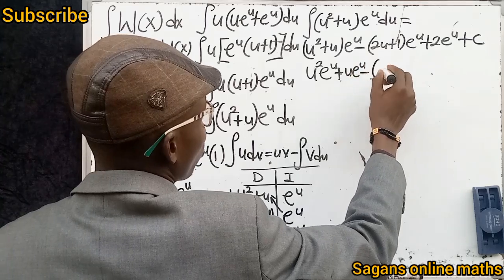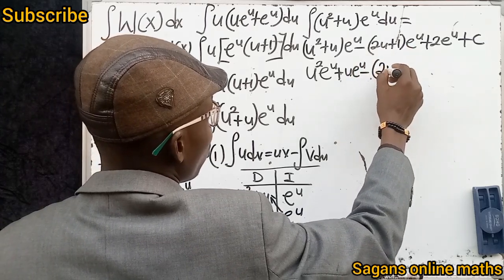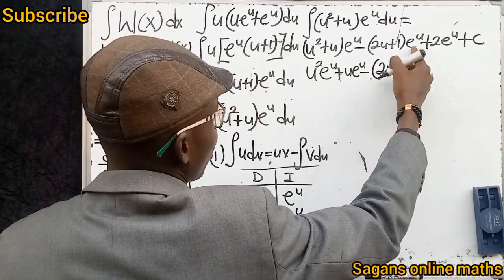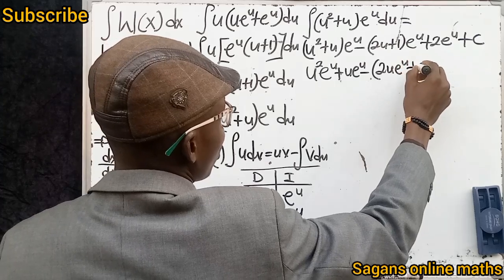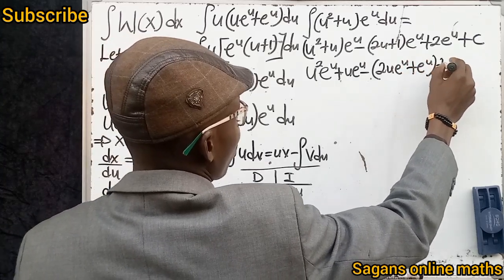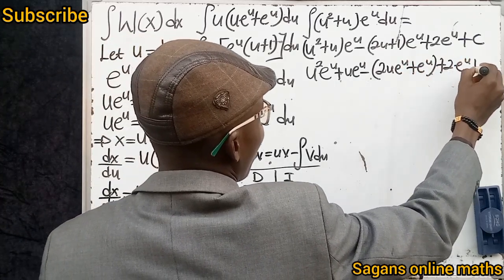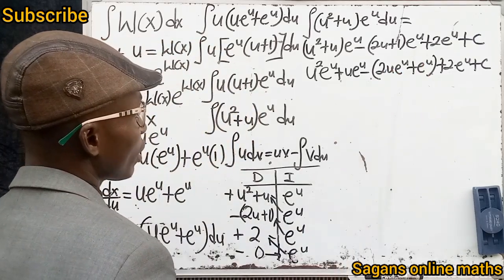Then minus into this times this one, this is 2U multiplied by e raised to the power of U. We are using this to open this. Then plus e raised to the power of U. Then plus 2e raised to the power of U plus C. Wow, this is amazing.